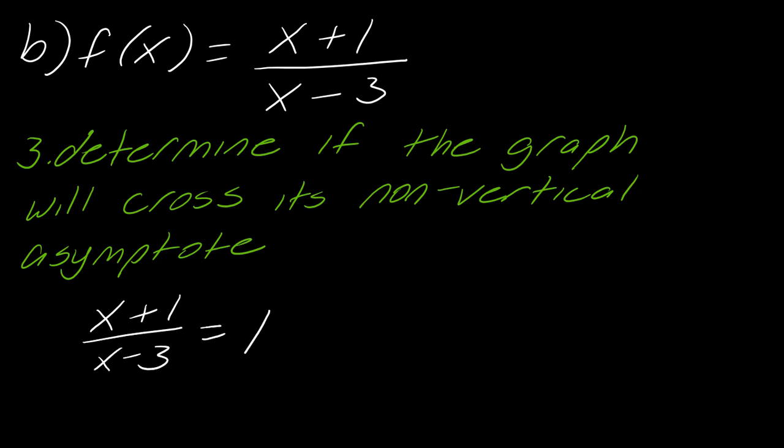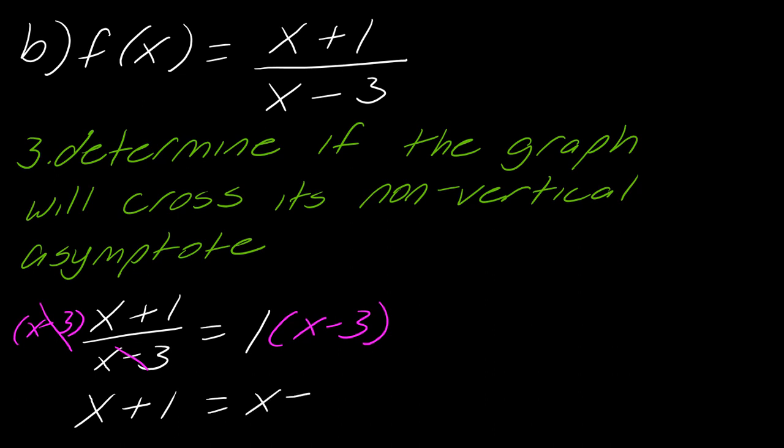So this is different from the last example. The last example was maybe easier because it was equal to 0. In the case now that this is equal to 1, we have a little bit more work to do. To solve this, first we're going to clear the denominator. So I'm going to multiply both sides by x minus 3. That cancels out the denominator, and I'm just left with x plus 1 equals x minus 3.